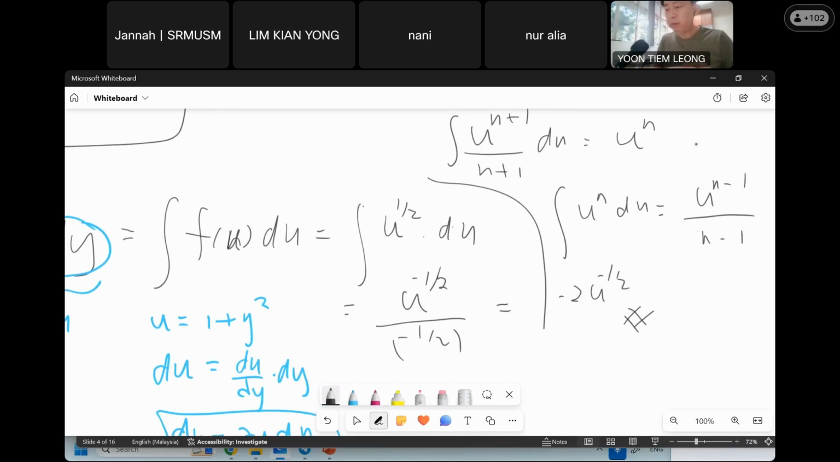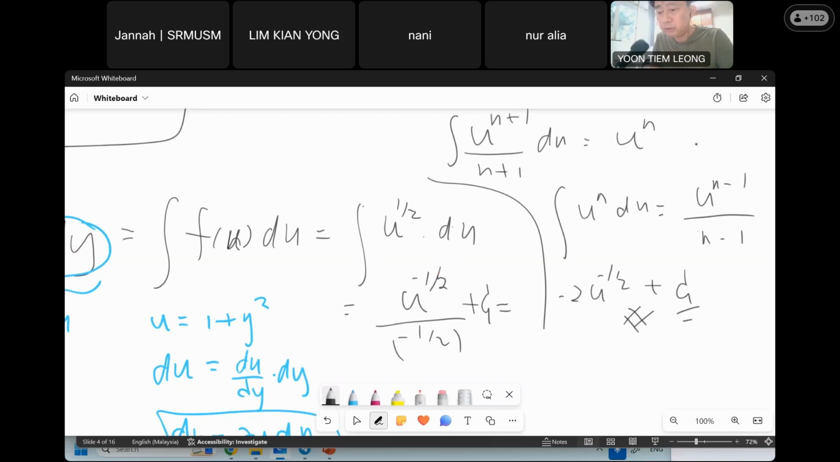Technically, no, because the indefinite integral represents the collection of all possible antiderivatives. Therefore, you must always include an arbitrary constant. If you do not include an arbitrary constant here, then technically it is not correct.